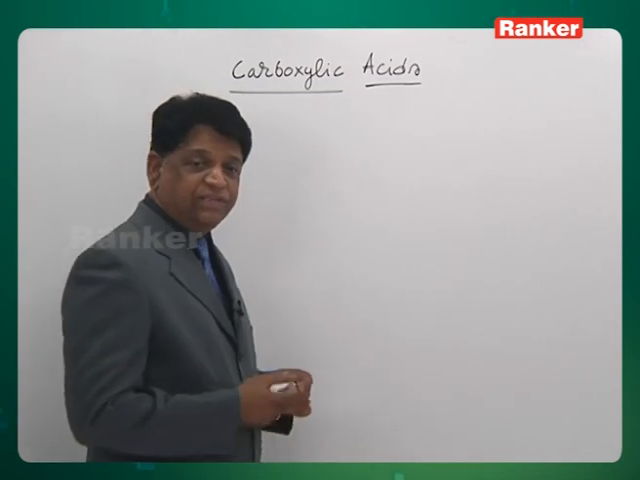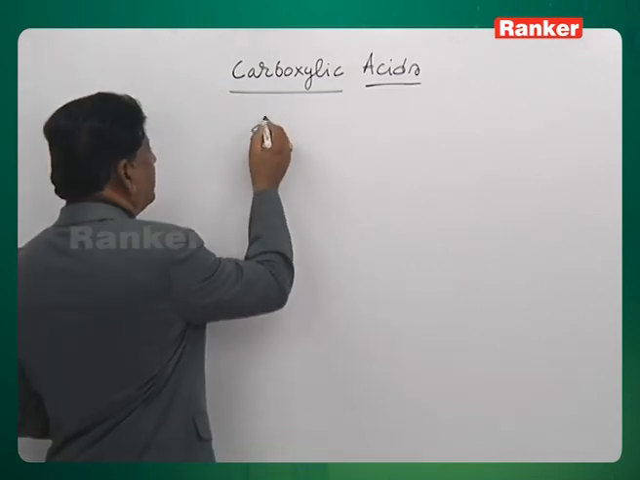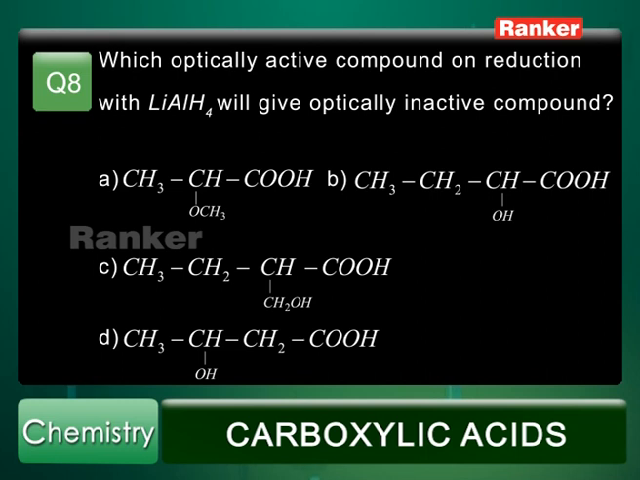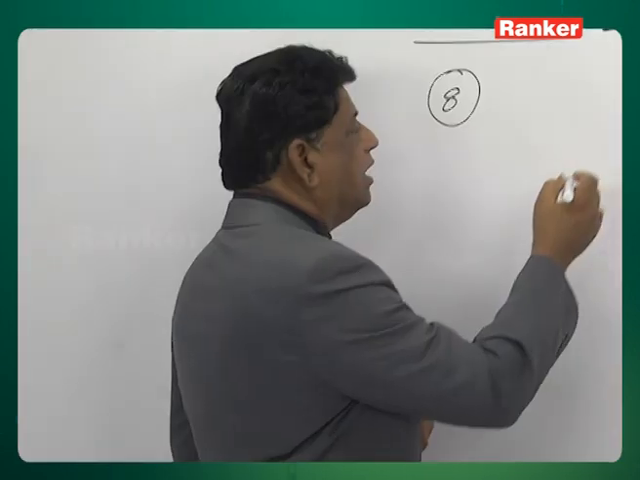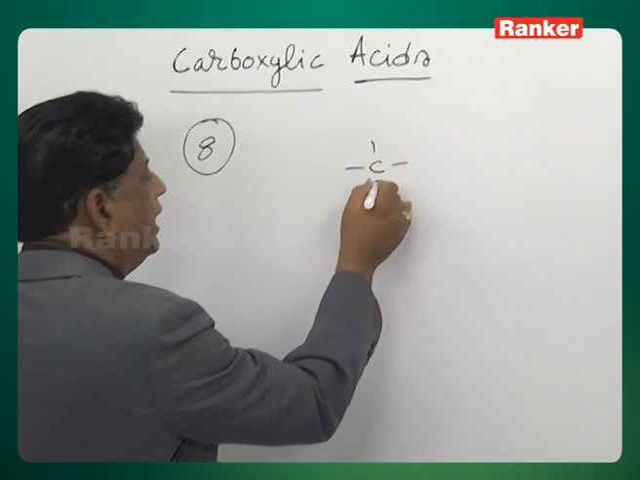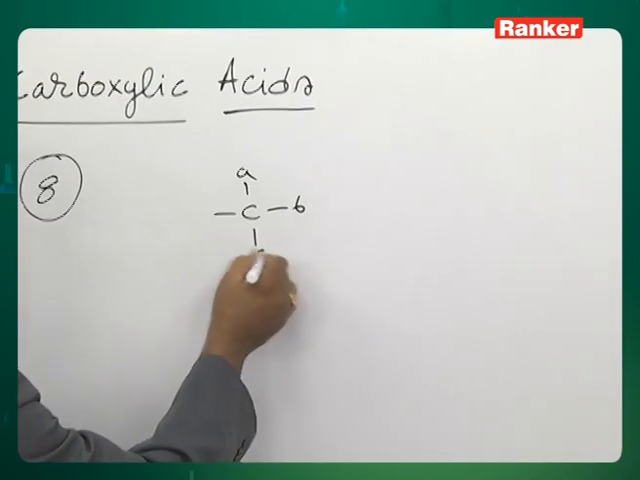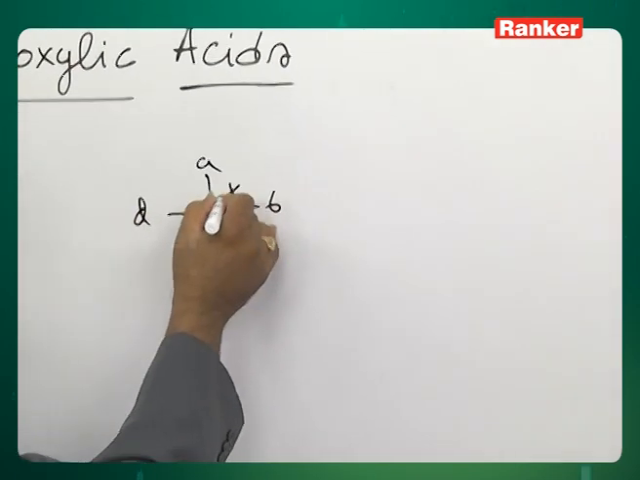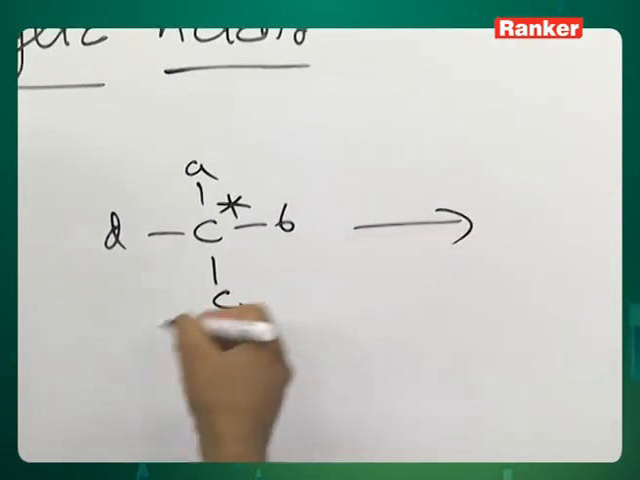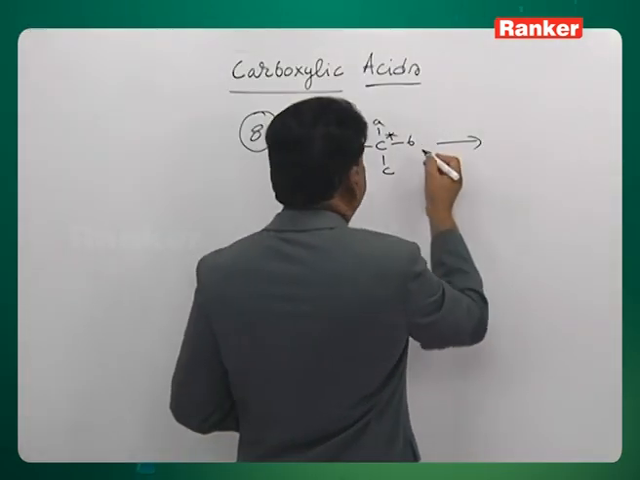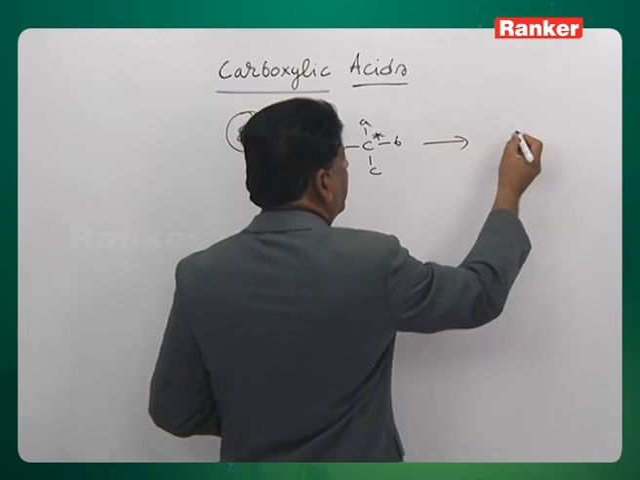So, let us go for question number 8. The question goes like, which optically active compound on reduction with lithium aluminum hydride will give optically inactive compound? So, originally the compound should be optically active. Optically active means what? A, B, C, D, containing a chiral carbon. After reaction, some identical groups should be formed.